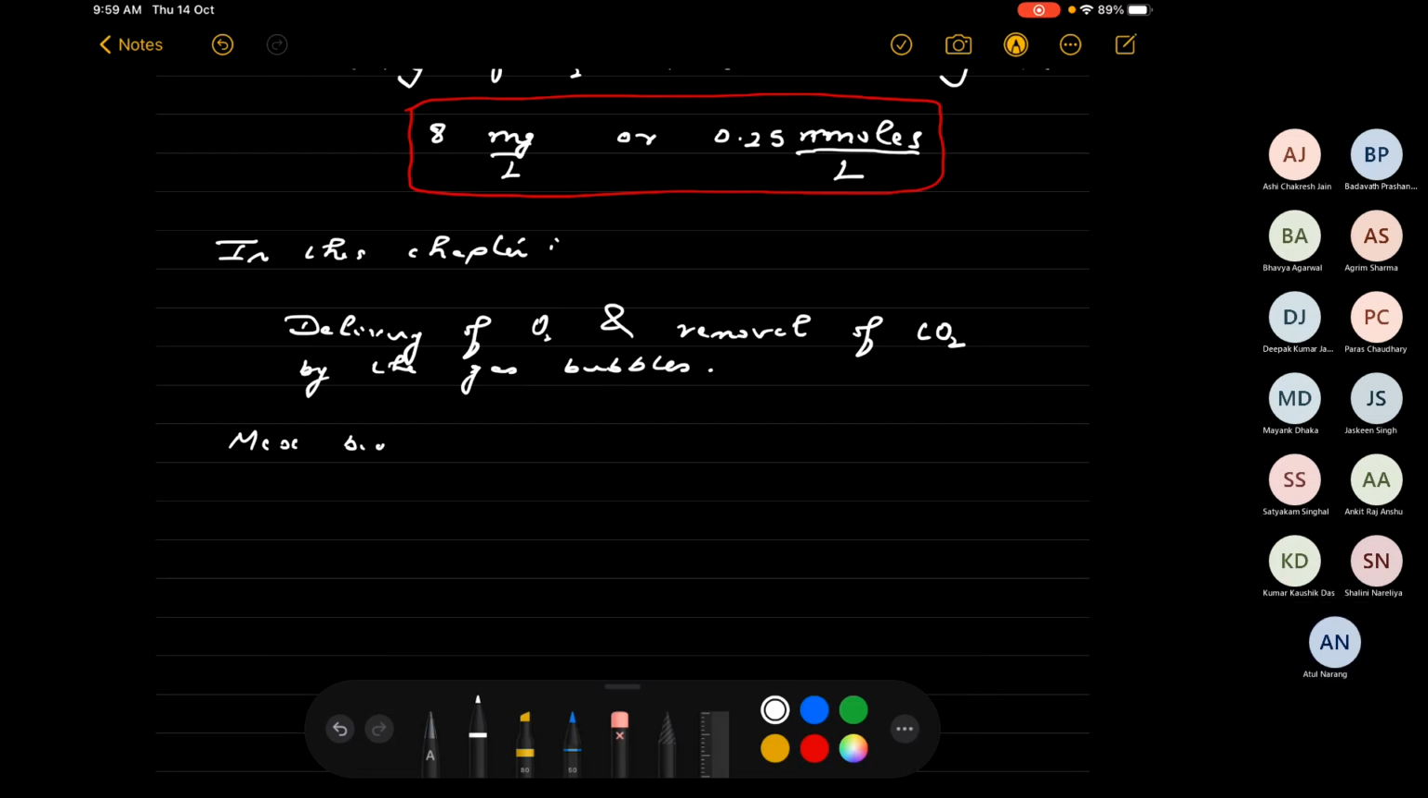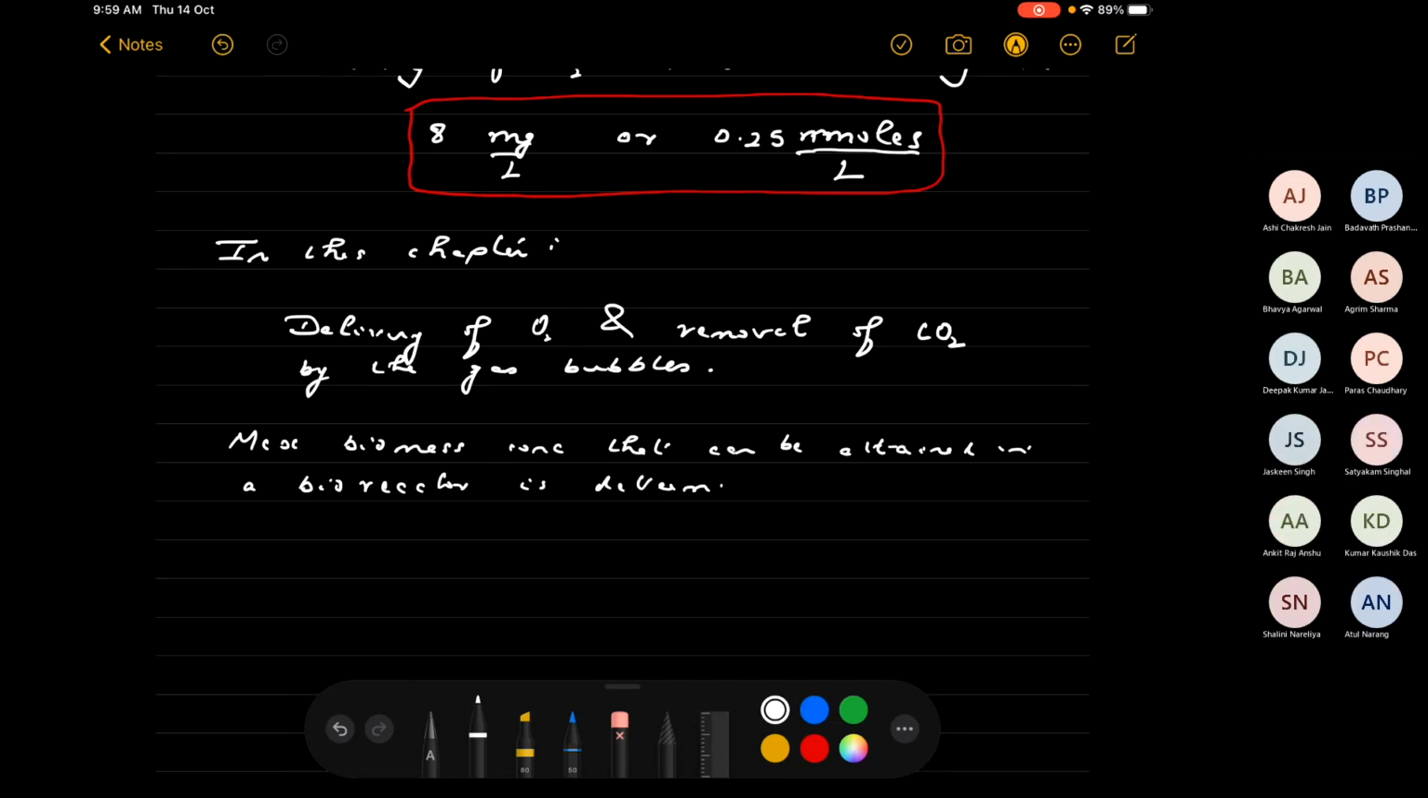Maximum biomass concentration that can be attained in a bioreactor is determined by oxygen delivery rate.